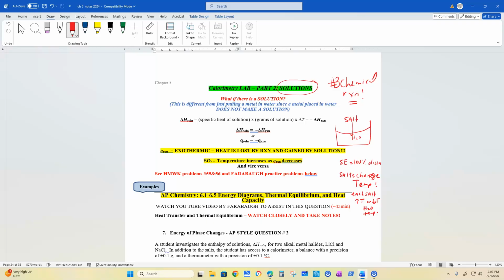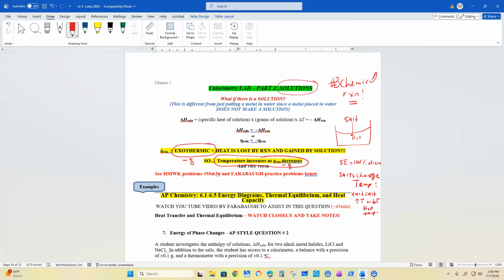Okay, so as you watch this example at 45 minutes in the video, this was an AP type question where you'll see how it was part 2, a solution. Beware of temperature. Beware if it's exothermic. Heat is lost. So if heat is lost, that means your Q is negative. If it's endothermic, then obviously your Q would be positive. So pay close attention. As temperature increases, your Q will decrease, which means your Q will go negative too.